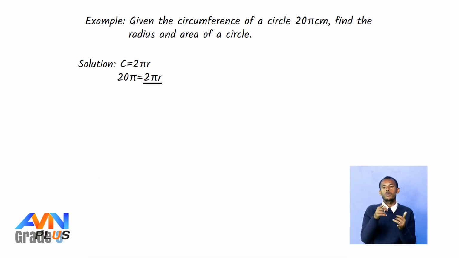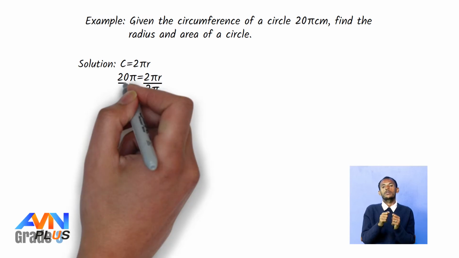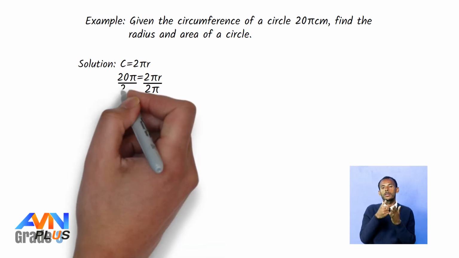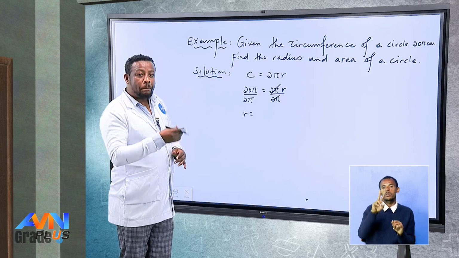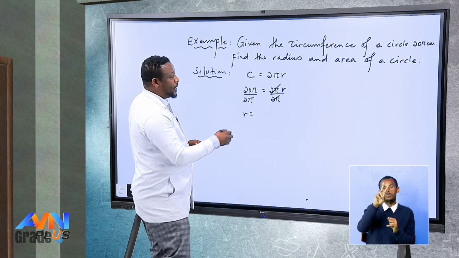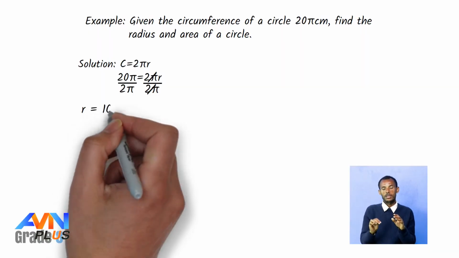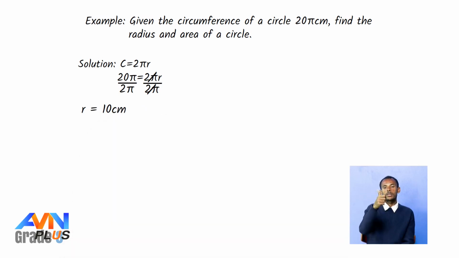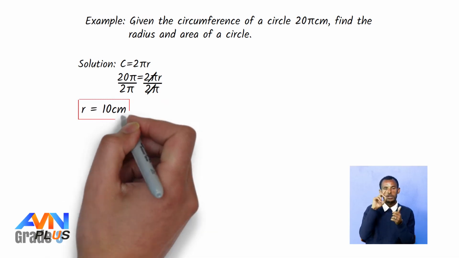Now you can calculate the radius by dividing both sides by 2 pi. Now r becomes 20 pi over 2 pi. Pi by pi will be cancelled out. 20 by 2 is 10. Since the unit is centimeter, the radius becomes 10 centimeter, which is the answer for the first part.